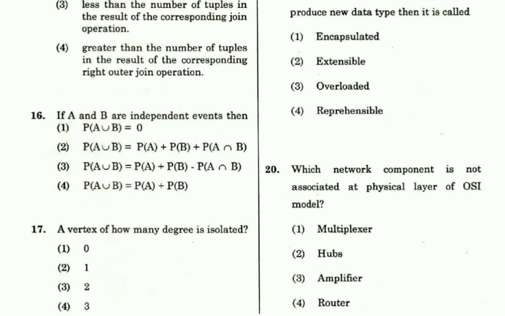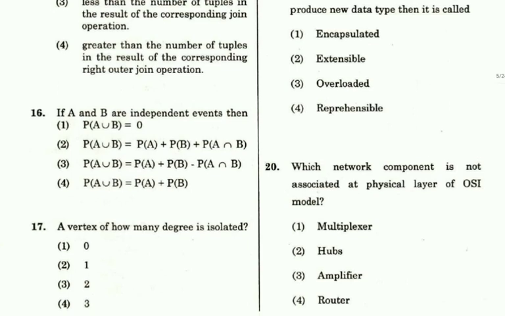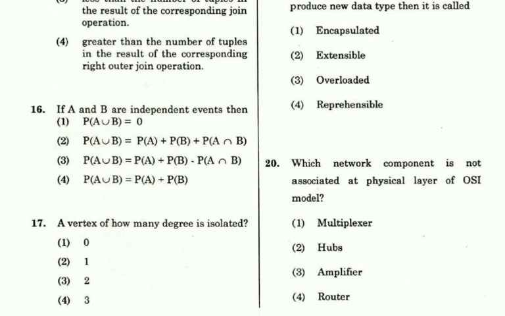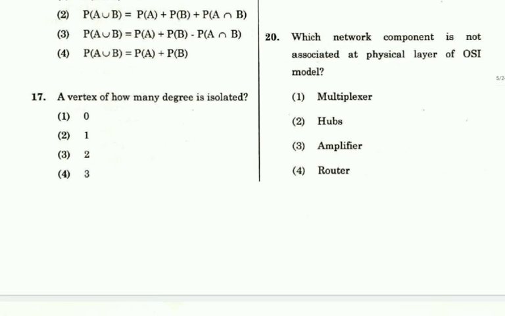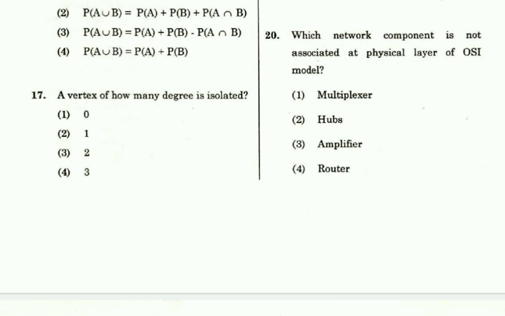Next. If A and B are independent events, then what will happen? The formula for the union of two events in probability is P(A ∪ B) = P(A) + P(B) − P(A ∩ B). Since A and B are independent, their probability remains unaffected by each other. So option 3 is the correct answer. A vertex of how many degrees is an isolated vertex?